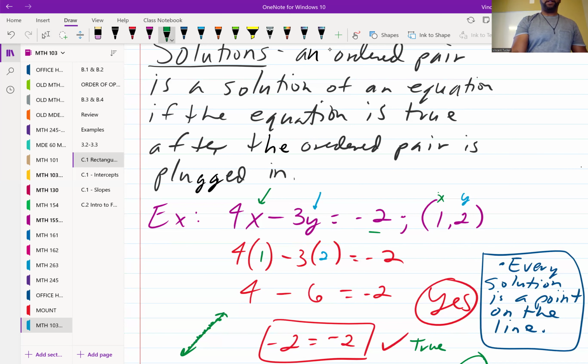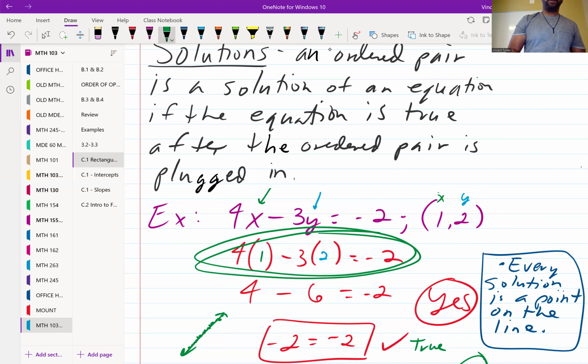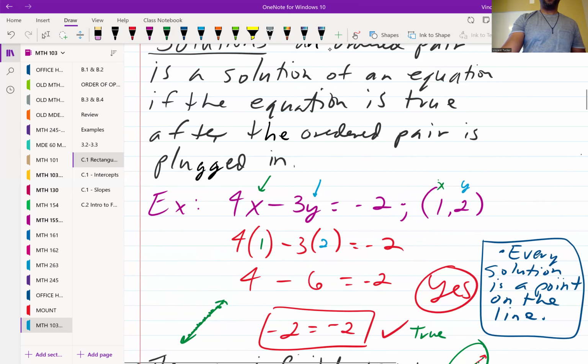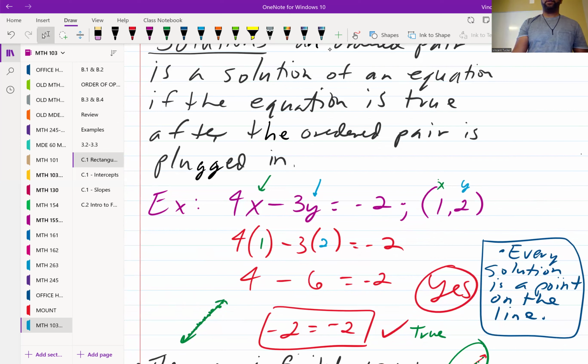And so that's what I did in this next step right here. 4 times 1 minus 3 times 2 equal to -2. 4 times 1 is 4. 3 times 2 is 6. 4 minus 6 is -2. So it means, yes, this ordered pair is a solution. I'll give you a chance to finish that before I talk a little more about that.